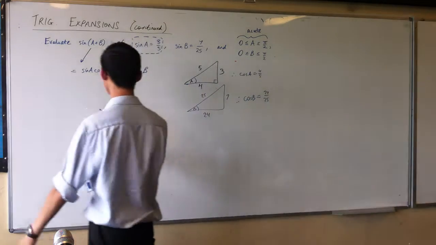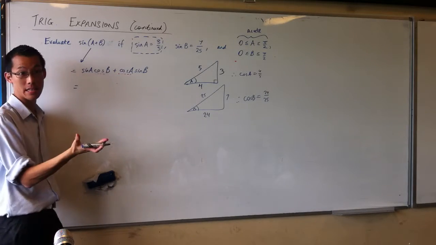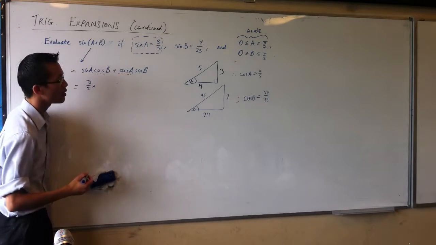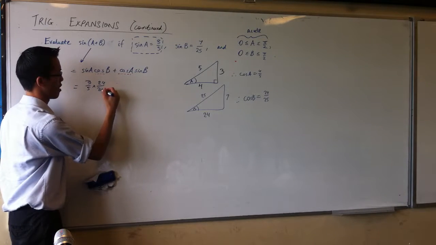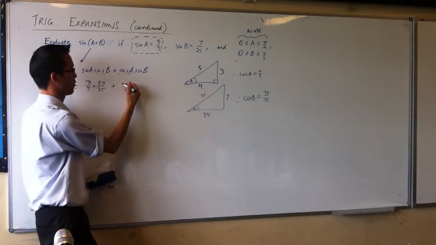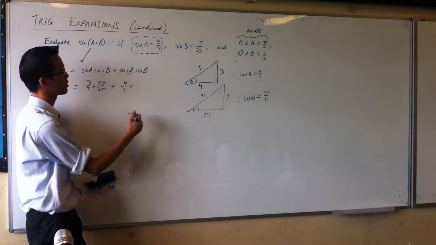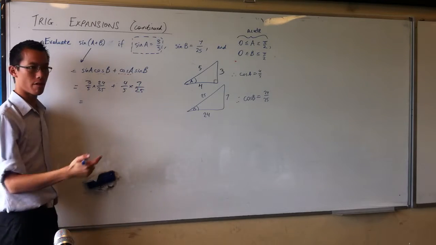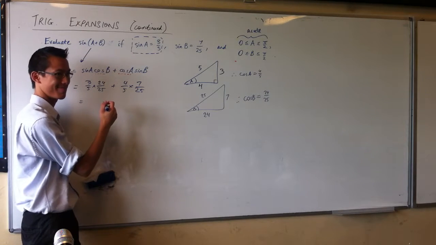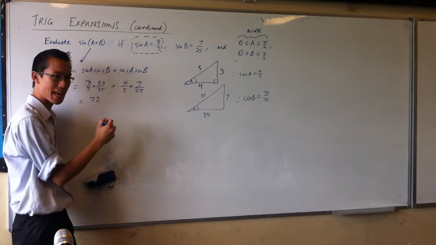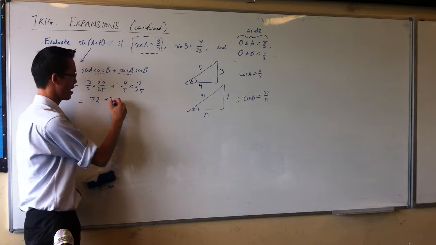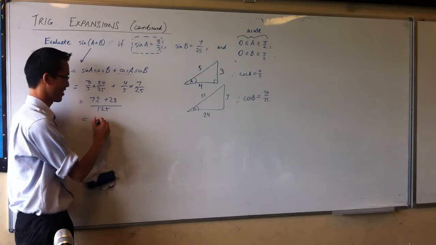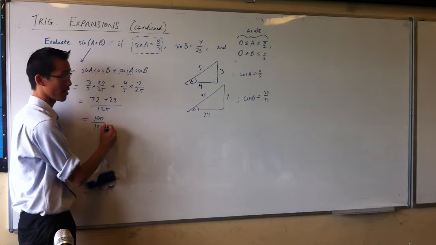Okay, so let's give it a go, shall we? Let's just substitute it in, this is the easy part, okay? Sine A is 3 over 5, cos B is 24 over 25, plus cos A is 4/5 times sine B, which is 7/25. So 3 by 24 is 72. 4 by 7 is 28. And of course they're all over the same denominator, which is 125. And that's 100 if I can add up my numbers, right?